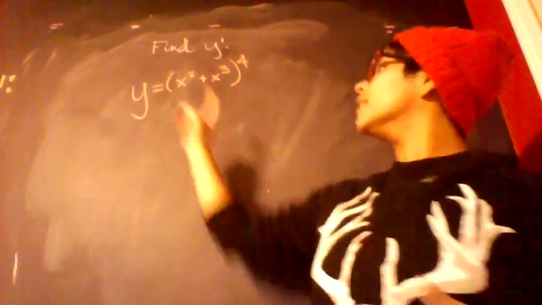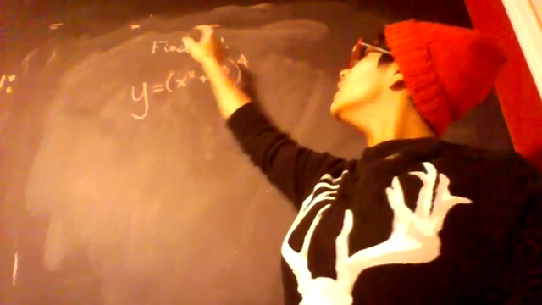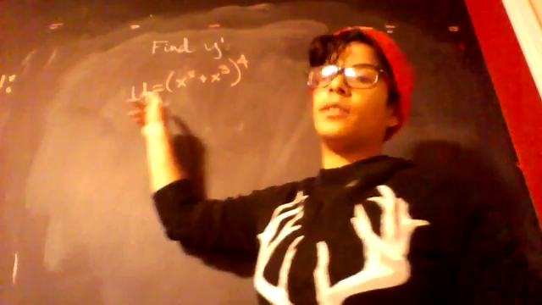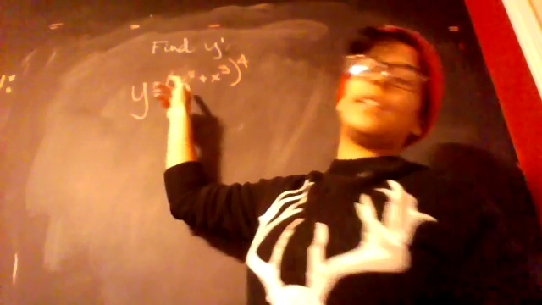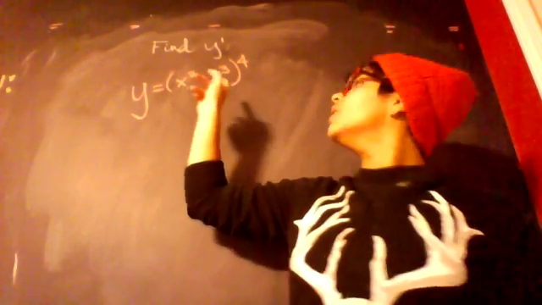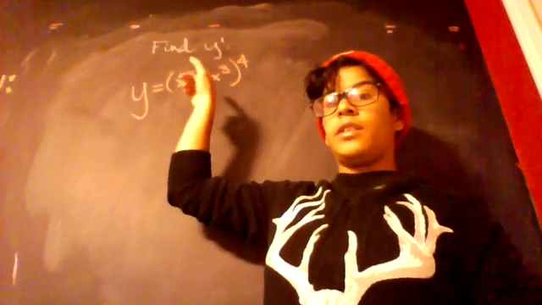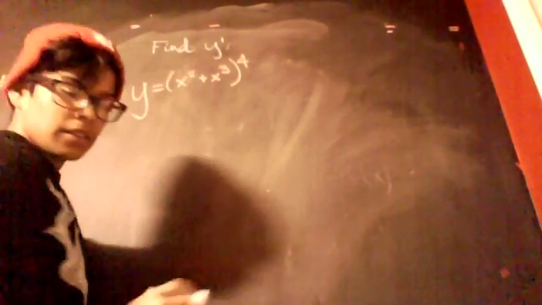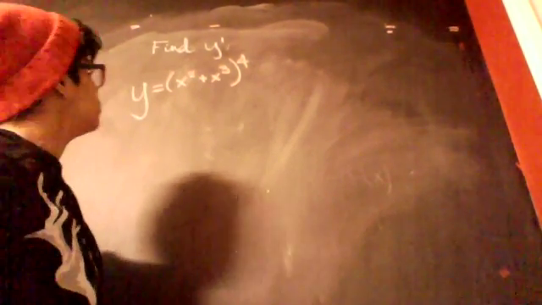Alright, so we are told to find y prime. I'm going to erase that period because it's just confusing. So we're told to find y prime, and y equals the quantity x squared plus x to the third, quantity to the fourth. So, this is an example of chain rule.